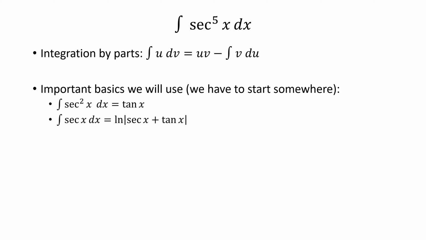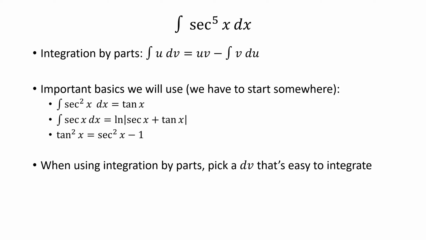Again, I'm not going to go through that. We'll just accept that as a basic here. You can look that up somewhere else for now. And the trig identity tangent squared is equal to secant squared minus 1, which we'll use. So these are my assumed basics, and the integration by parts formula and later the substitution formula.